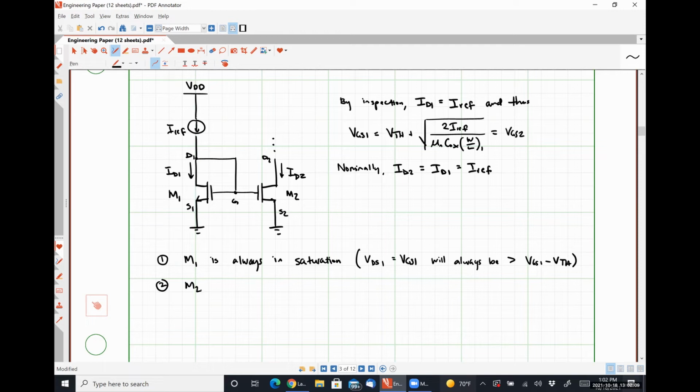Transistor M2 is assumed to be in saturation, which means our drain voltage VD2 needs to be greater than or equal to VGS2 minus VTH.